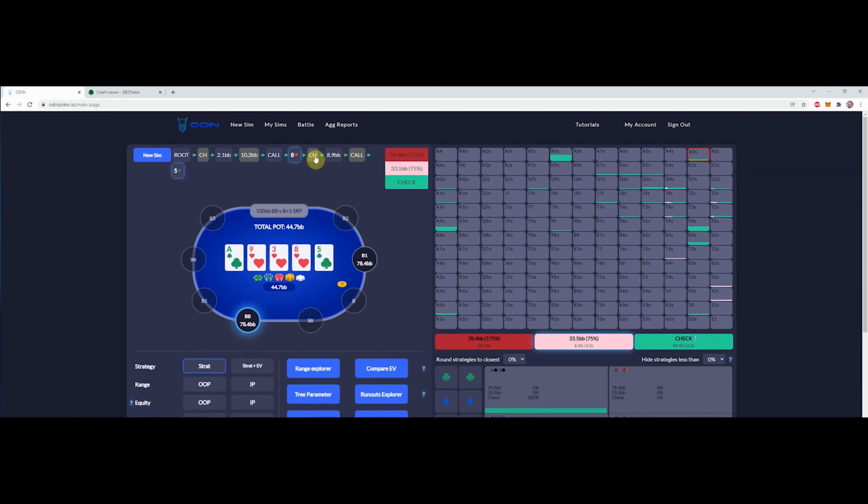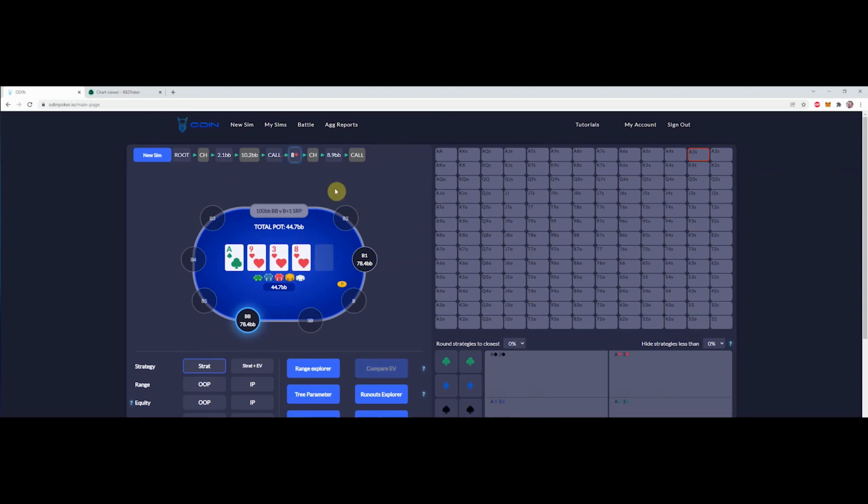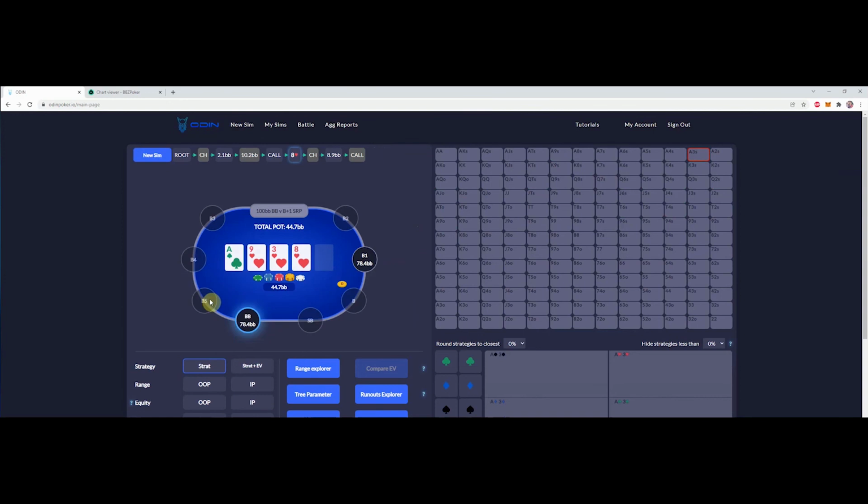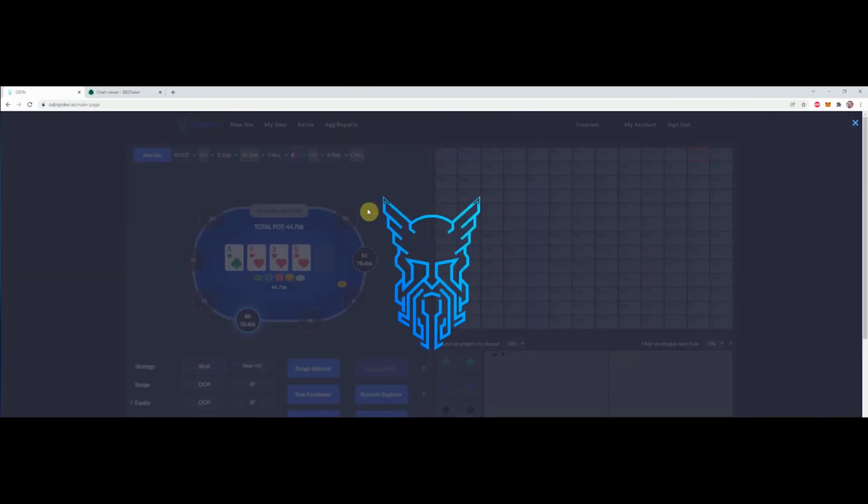Where are we here? Check, call. Oh, five of clubs. I think it got a little confused there. Either that or I did. So our opponent checks.